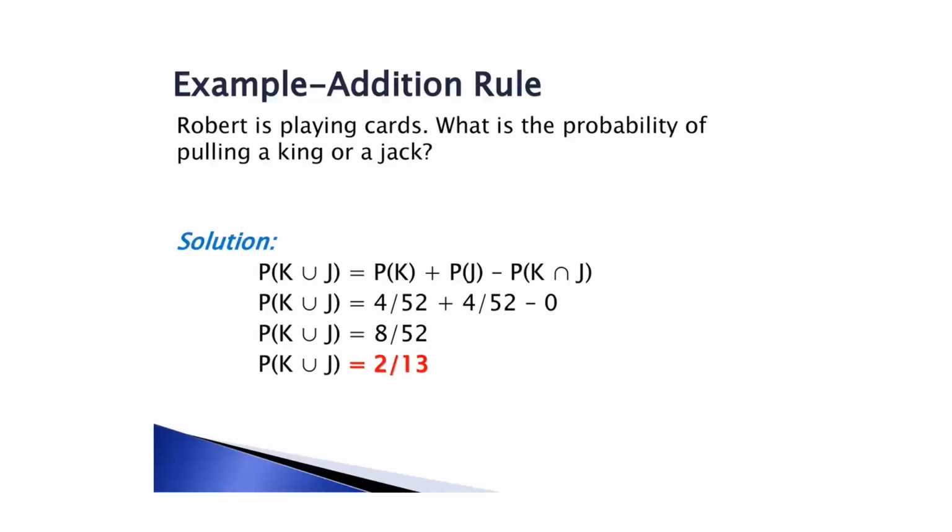So this is an example of how you get kings or jacks from a normal deck of cards. There is a probability of 4 kings out of 52 cards and 4 jacks out of 52 cards. Since you can only have either a king or a jack, they are mutually exclusive events, so we are subtracting nothing. It's only 8 by 52, and 2 by 13 is the answer.